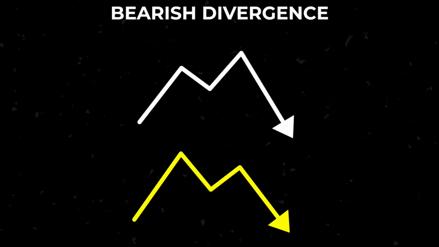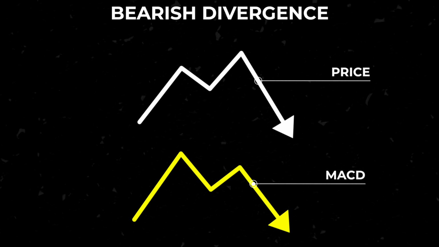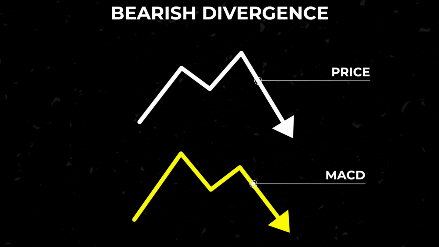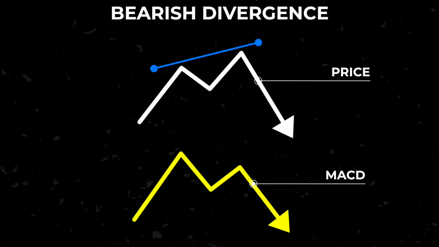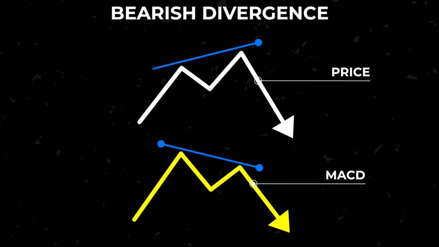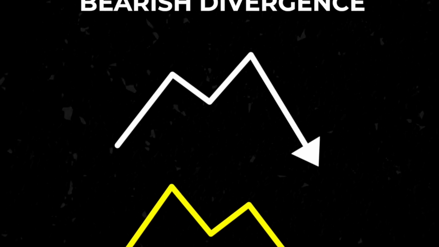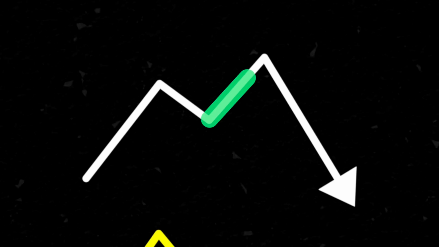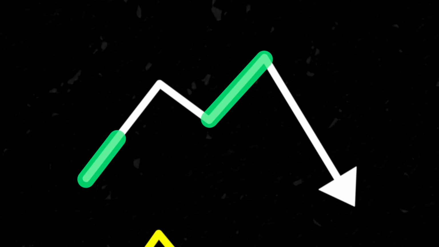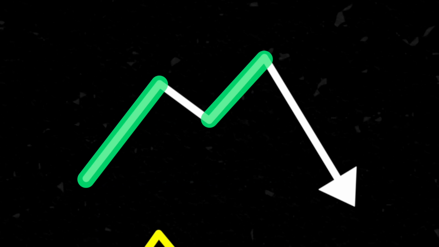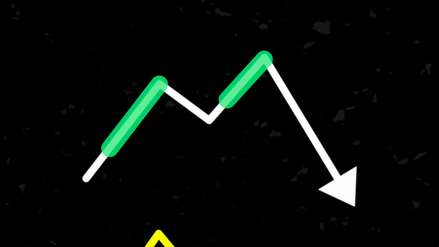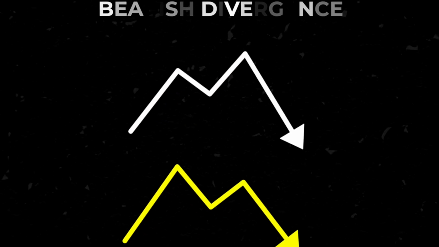Now let's understand the bearish divergence. A bearish divergence occurs when the price makes a higher high, but the MACD makes a lower high. This shows that the momentum on the last up move was lesser than the prior up move. It is a sign that the buyers are tired, and the price will likely stall or reverse.